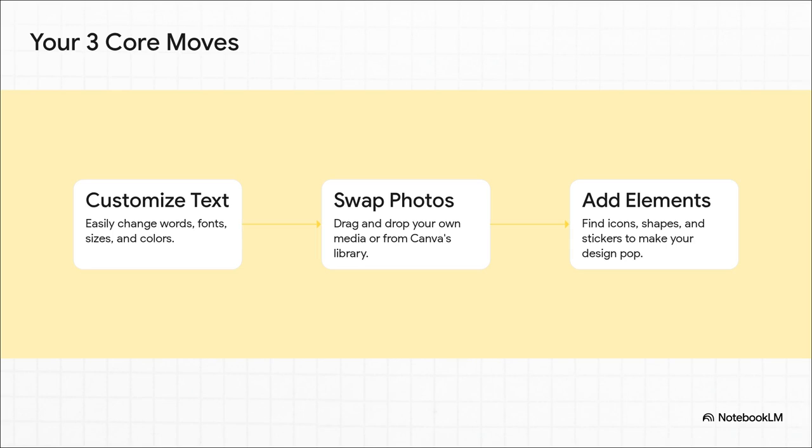First, just click on any text. Boom, a little toolbar pops up where you can change the words, the font, the size, the color, super easy. Second, want to swap out a photo? Find a new one or upload your own and just drag it right on top of the old one. It'll snap right into place. And third, want to add a little extra flair? Head over to the Elements tab and search for anything. An icon, a shape, you name it. That's it. That's literally 90% of what you'll ever need to do.